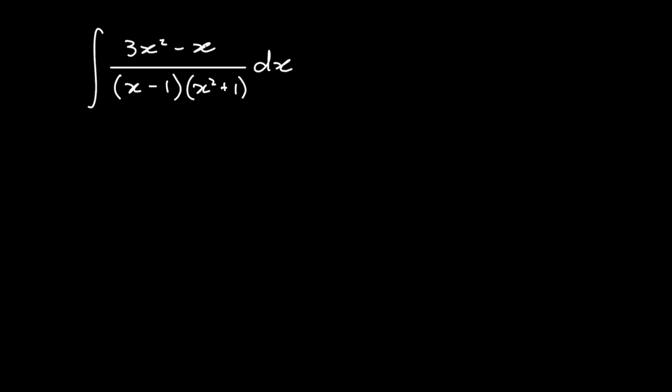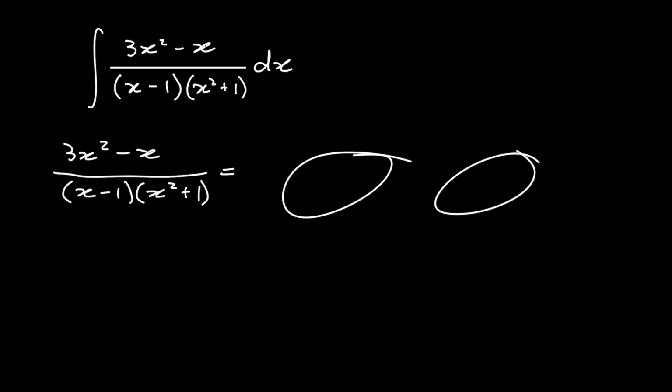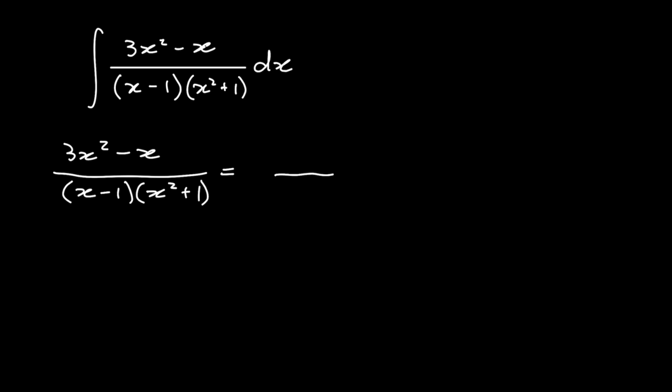Give this integral an attempt. So I'm going to go through my solution now. The solution that I'm going to use entails partial fractions. What we're saying is that (3x² − x) over (x − 1)(x² + 1) can be expressed as the sum of two different fractions. So what are these fractions? That's what partial fractions is all about. We're trying to find them.